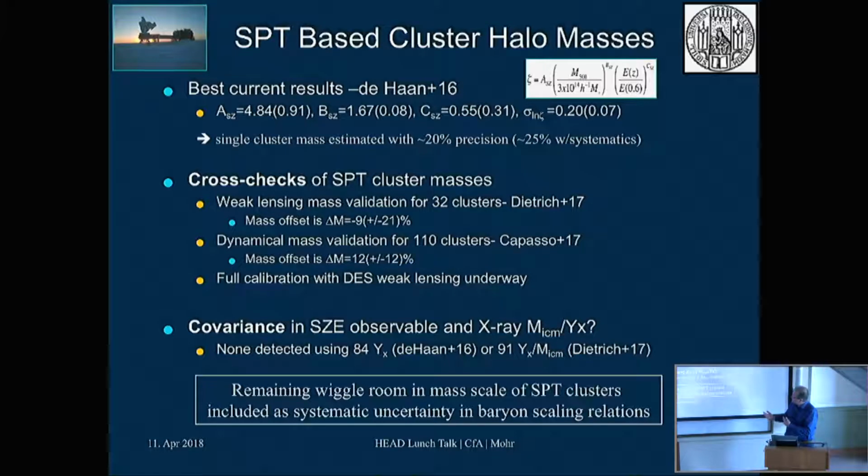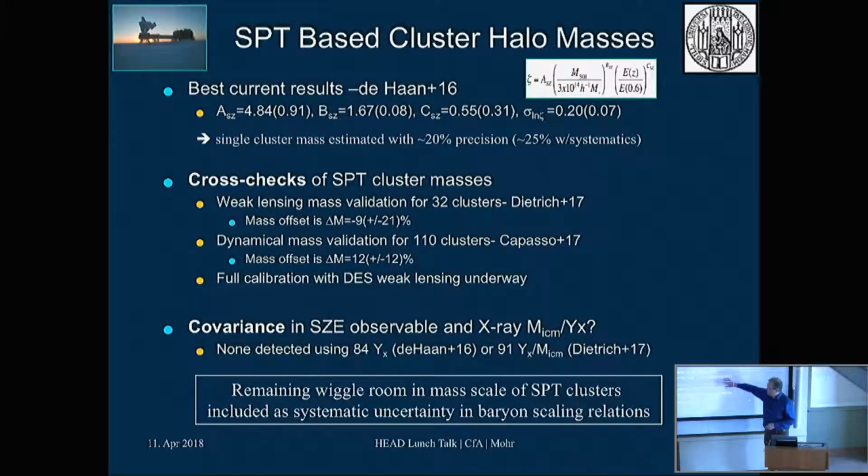I think I've pretty much said most of this. There are some numbers here which won't mean too much, but it just shows the various parameters and parameter uncertainties that are used in this analysis. Again, emphasizing a single cluster mass estimate at sort of the 25% level, including systematic uncertainties. I'd like to also mention two other things. There have been cross-checks of this mass calibration analysis that I'm talking about from weak lensing, and we basically find no evidence for problems in a sample of 32 clusters, and from dynamical mass estimates in a sample of 110 clusters, and I show sort of the mean offsets in mass.